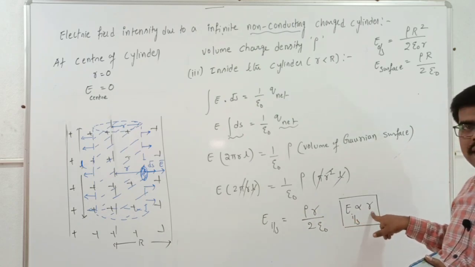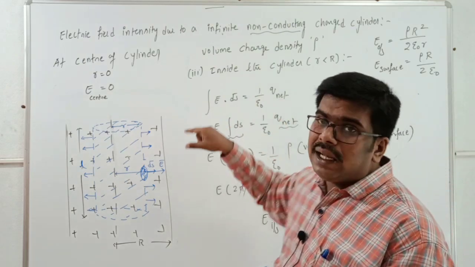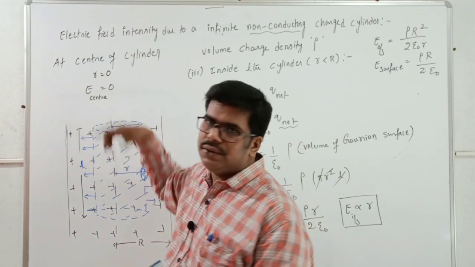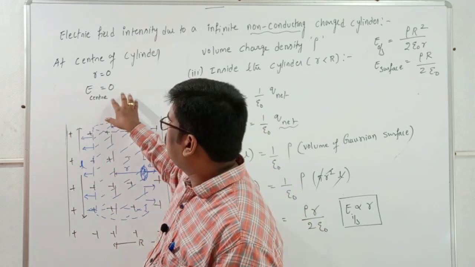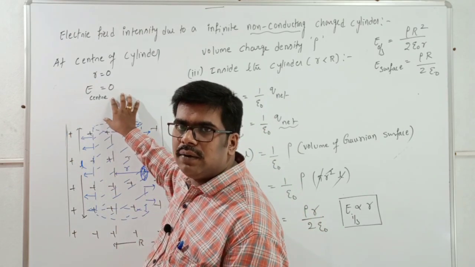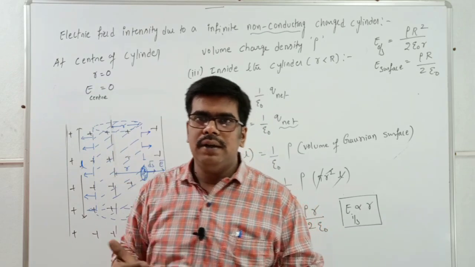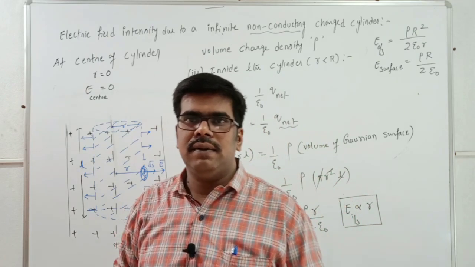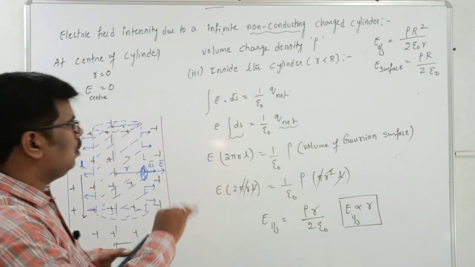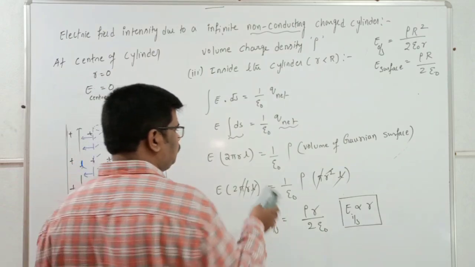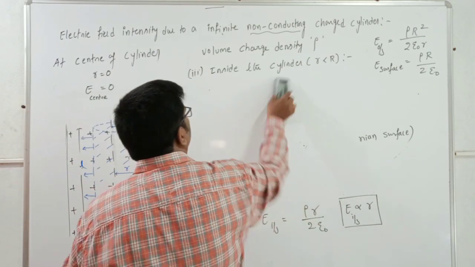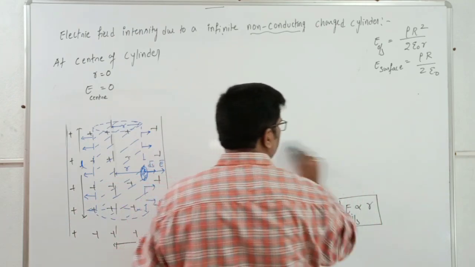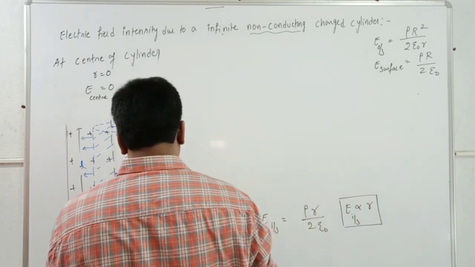E inside has a linear relationship, and exactly at the center, if you substitute r equals 0, the electric field intensity is going to be 0 exactly at the center of the cylinder. Now, if you represent these points graphically, that is the variation of electric field intensity with distance, we are going to draw the curve. Let us see that variation curve.